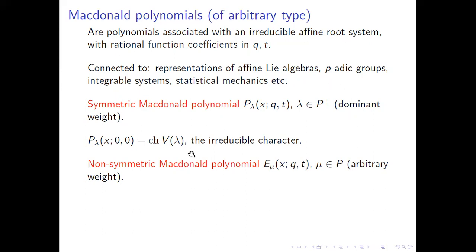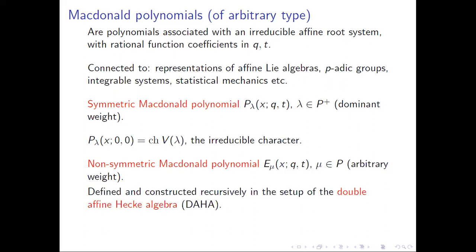And then there are non-symmetric versions, E mu. Mu here is an arbitrary weight now. These are defined and constructed recursively in the setup of the double affine Hecke algebra, but I don't have time to say more about that. And then the symmetric ones are obtained by a certain symmetrization of the non-symmetric. The non-symmetric ones, when you specialize similarly q equals t equals 0, you recover the Demazure character.